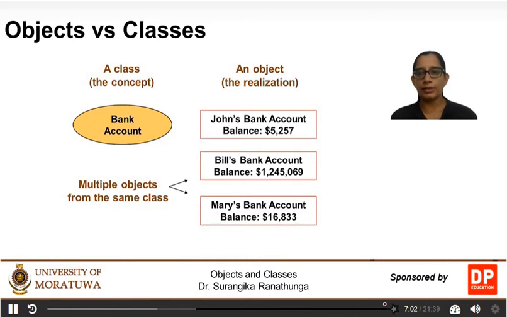You see an example here. We have a bank account class. From that, we have created three different objects. One corresponding to John's bank account, the other referring to Bill's bank account, and the third one referring to Mary's account. They all have an attribute referring to the account balance. However, different objects have different values for this attribute.